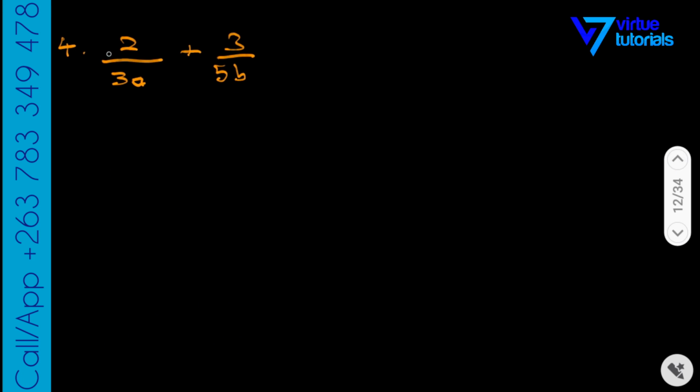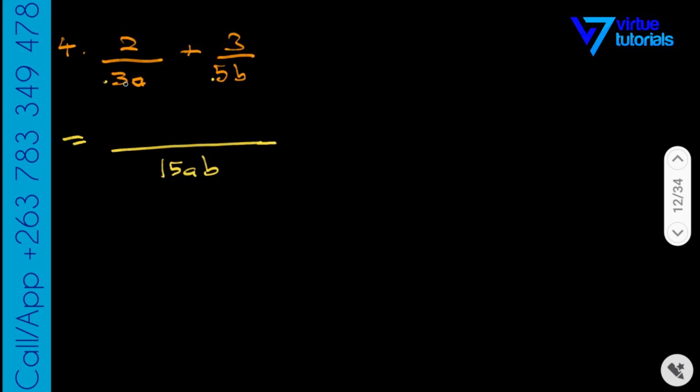Okay, now we have 2 over 3a plus 3 over 5b, right? So I look at the numbers first, the denominators. 3 and 5, their lowest common multiple is 15. They both go into 15. And then I collect these letters as well. I have my a and my b.